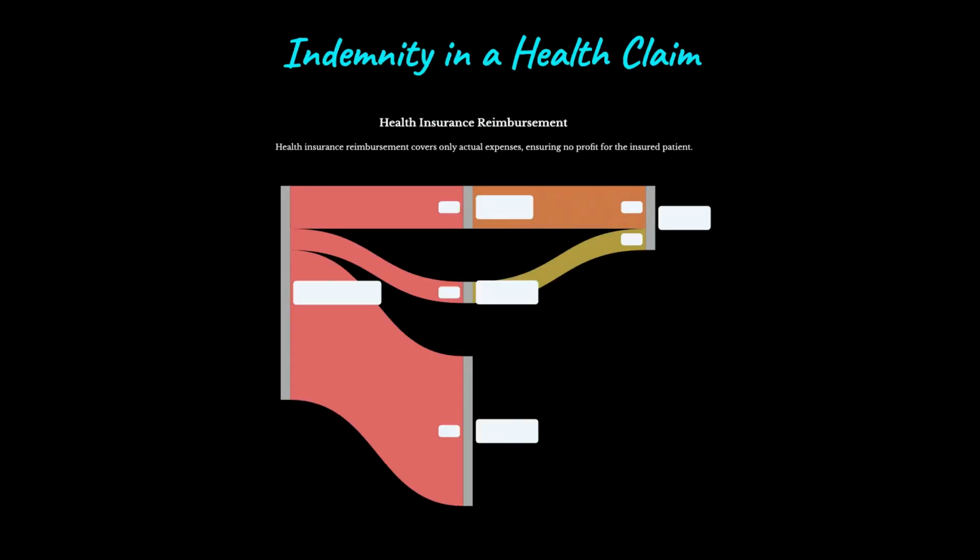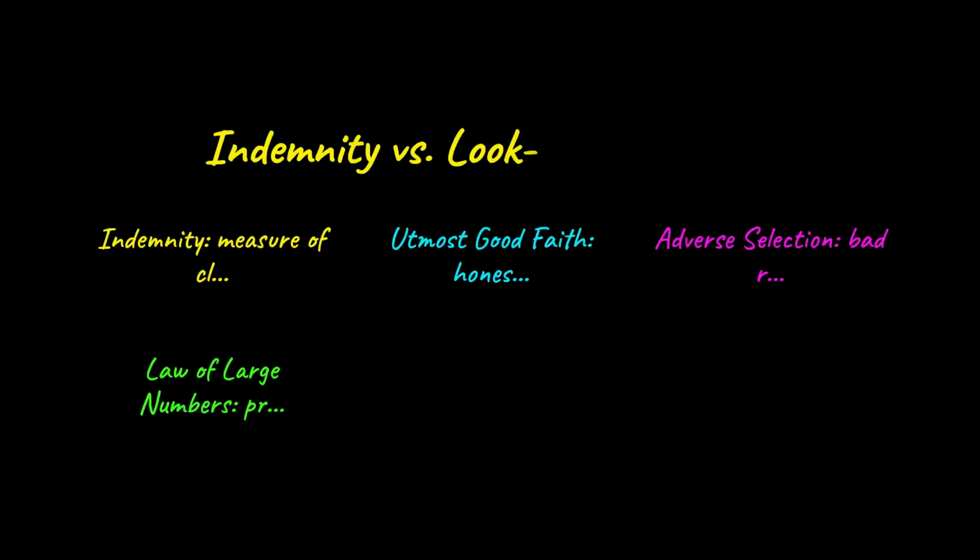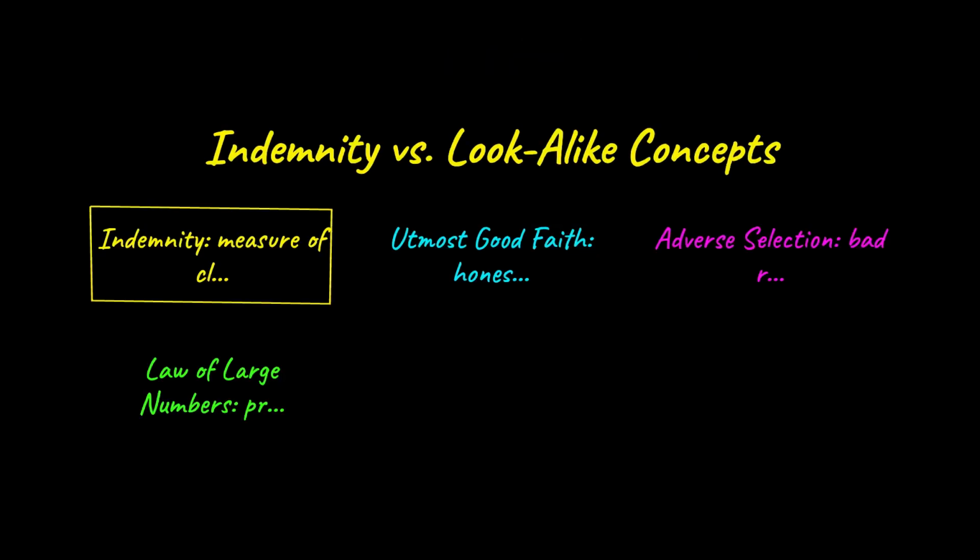In practice, this means reimbursement tracks real expenses. Deductibles, co-insurance, policy limits, and insurable interest all exist to make sure the insured recovers only the genuine economic loss, never more. The exam loves to confuse indemnity with three other principles.